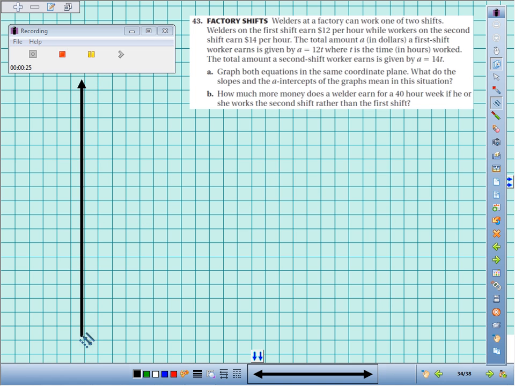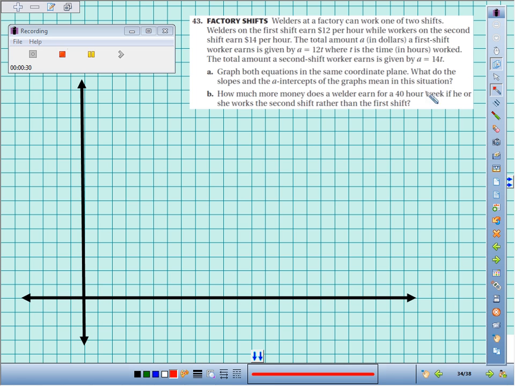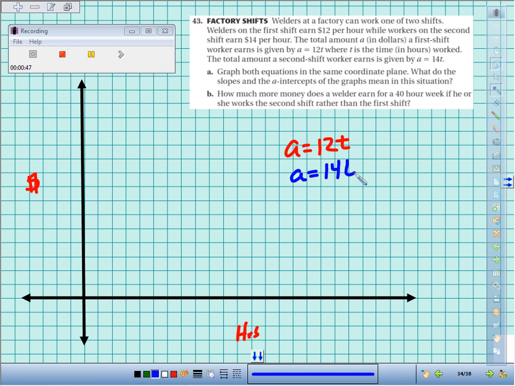So I'll go ahead and do that. Since the money depends on how many hours you work, my dollars are going to be on the y-axis and my number of hours are going to be on the x-axis. The first equation, A equals 12T, I'm going to put in red. And the second equation, A equals 14T, I'm going to put in blue.